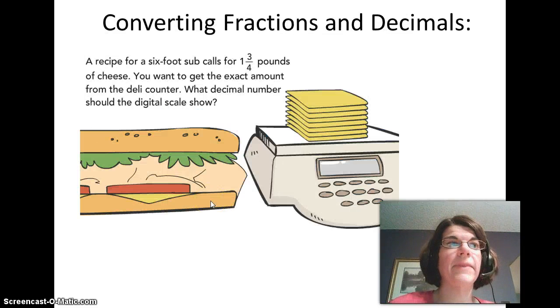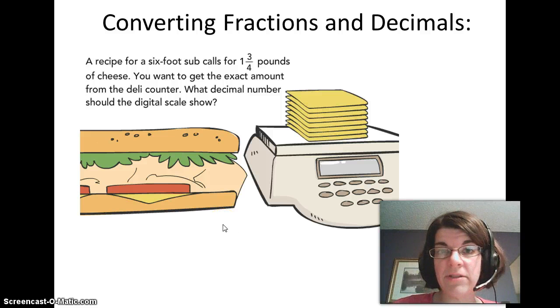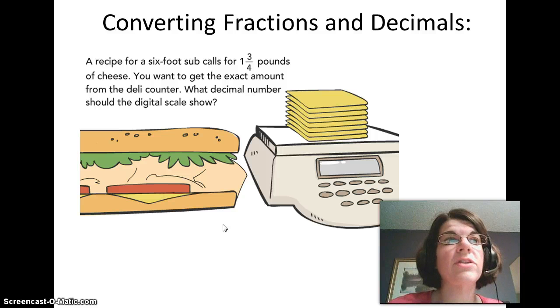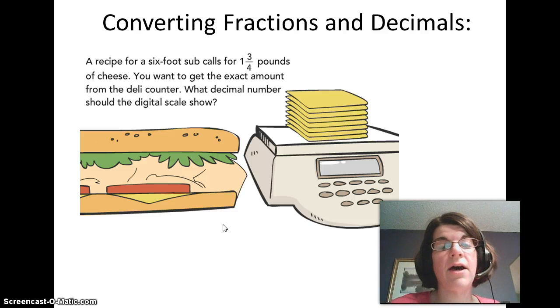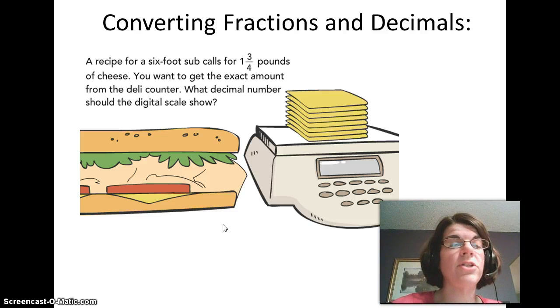Alright, so here's our first example. If you'd like to pause the video and figure this out, it says a recipe for a 6-foot sub calls for 1 3/4 pounds of cheese. You want to get the exact amount from the deli counter. What decimal number should the deli scale say on there when you purchase the cheese?